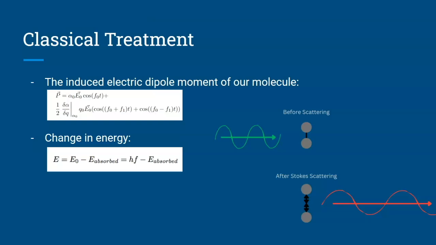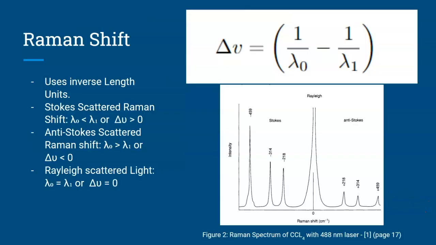What actually happens is that the molecule takes energy from the photon, which causes a change in energy. This can be modeled using quantum mechanics. We're going to measure that using the Raman shift, which has units of inverse length. For the Stokes, the energy is transferred to the molecule. For anti-Stokes, energy is taken away. For Rayleigh scattering, there's no change in the energy.